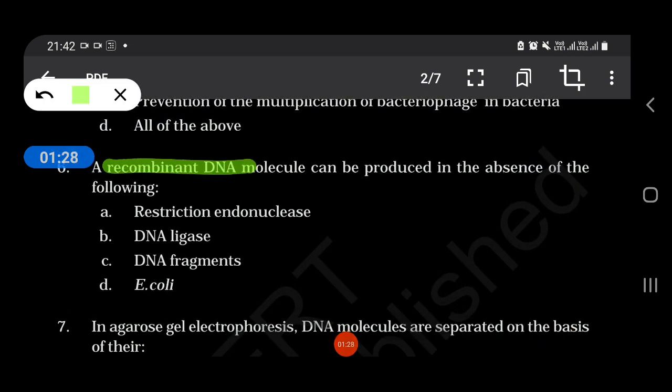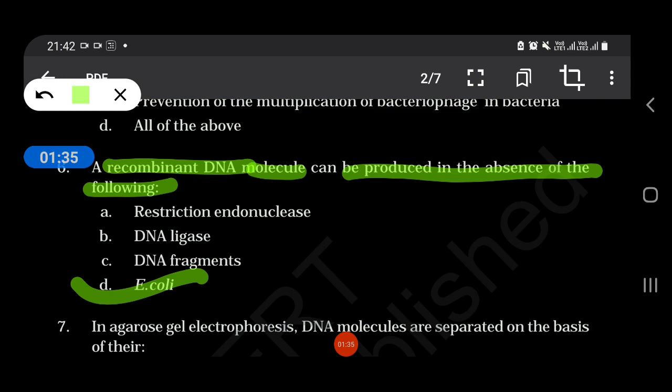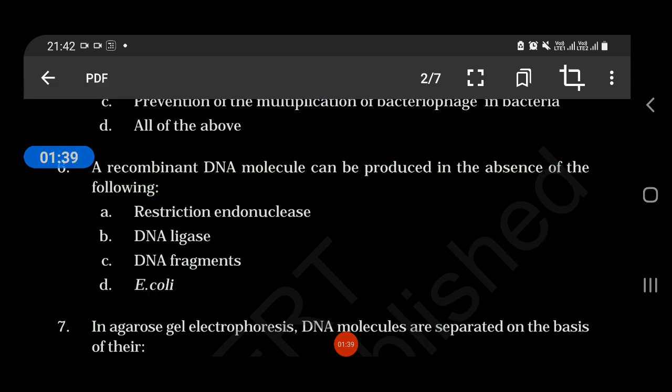A recombinant DNA molecule can be produced in the absence of the following. In the absence of E. coli, you can still make a recombinant DNA molecule. Okay.